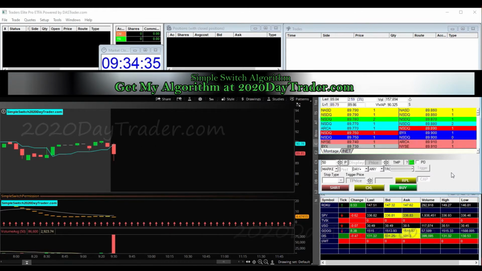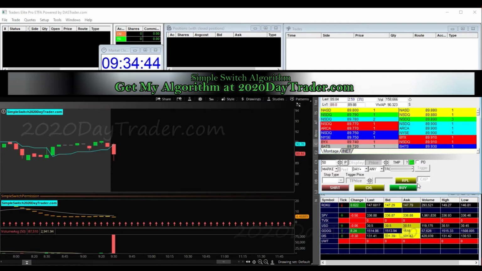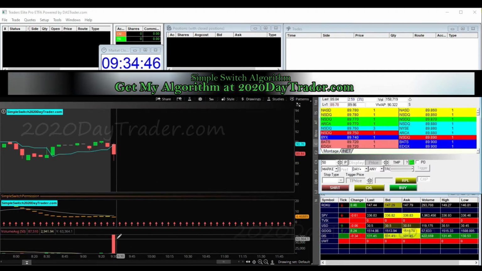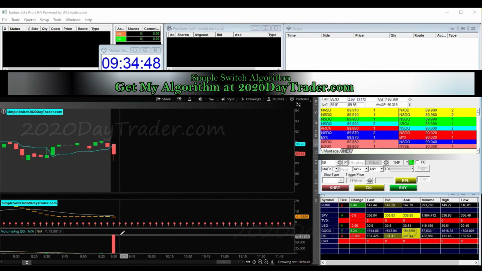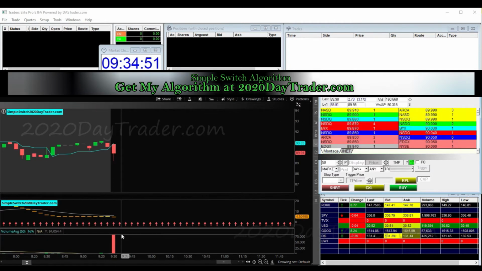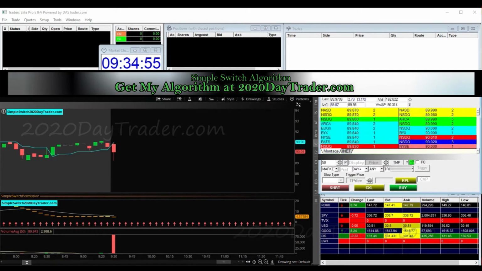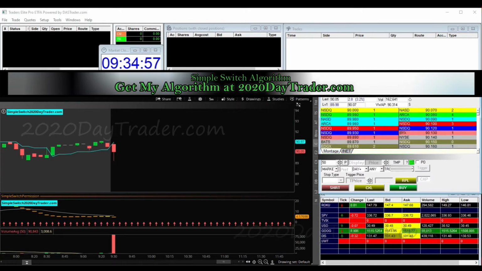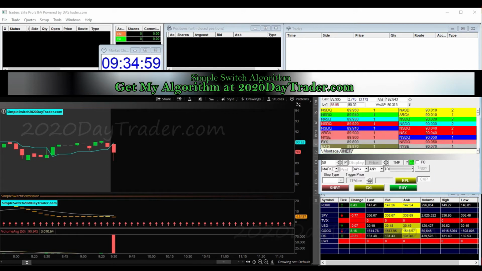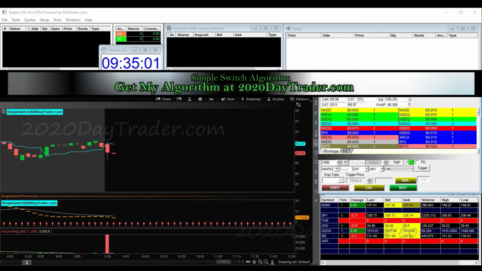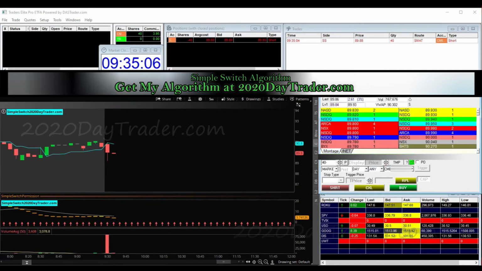We got 30 seconds. The only thing making me a little nervous on this one is this volume right here. It's making me wonder, are there any sellers left to keep this thing going down when you have that much volume in one candle? We're going to find out right here in about 3 seconds. Or not. All right, we're in.